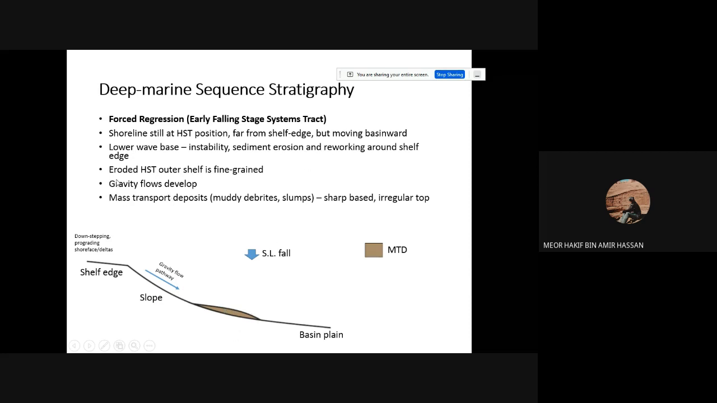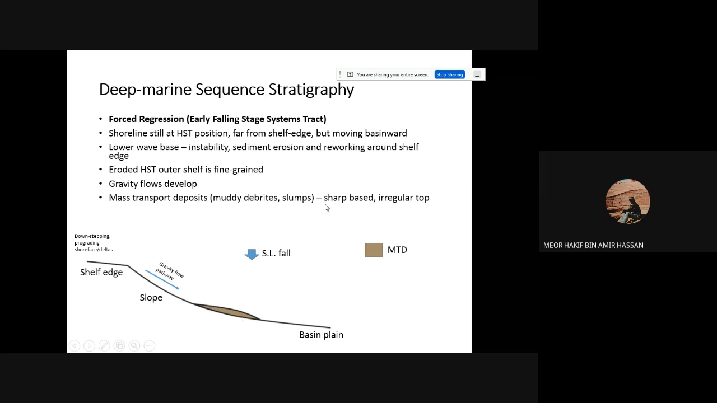All right. Another thing, the eroded HST outer shelf is going to be fine grained because most of your sand is going to be trapped in the deltas, and that is still very far away. So it's going to be mostly fine grained. So what you get being transported downward is mostly gravity flows in the form of debrites because there's a lot of mud, and also you get lots of slumps on the slope itself. And these debrites can reach the basin plain to form these very extensive deposits, right?